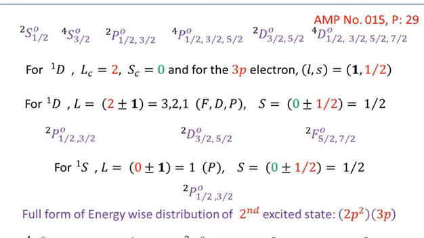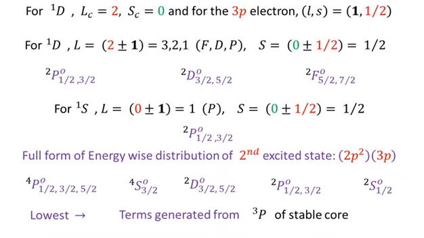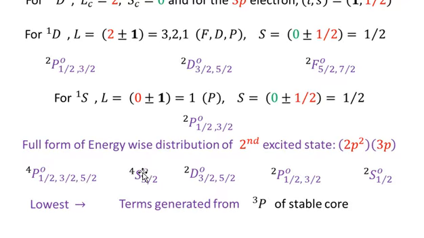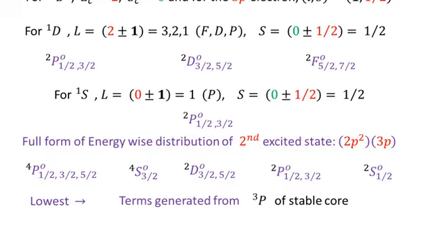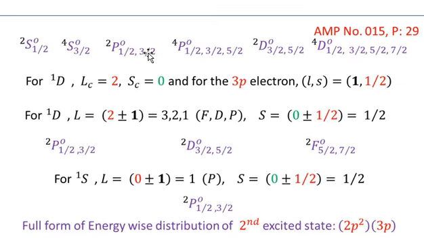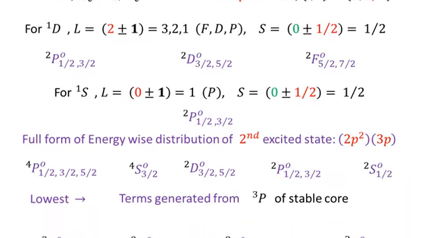Now let's write the full form of the energy-wise distribution of the second excited state, which was 2p2 and 3p. I have obtained many terms for this one, and these terms have been shown. For example, these are many terms, and then of course this is the final term. So we have obtained many terms from them, and now it is time to arrange them in energy-wise distribution.